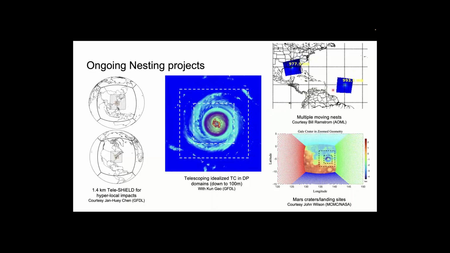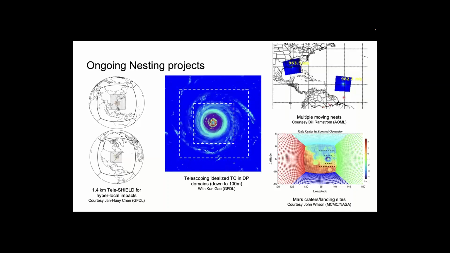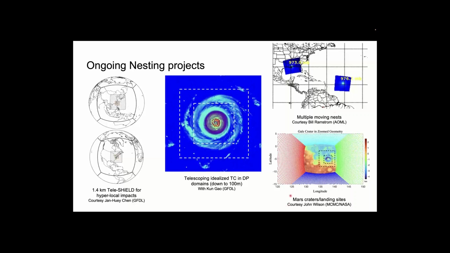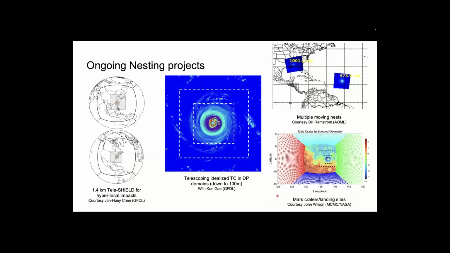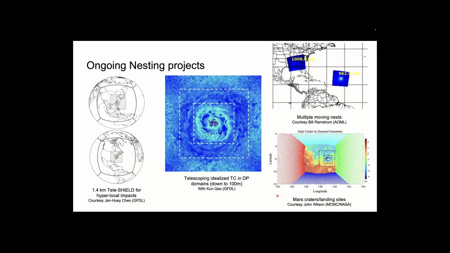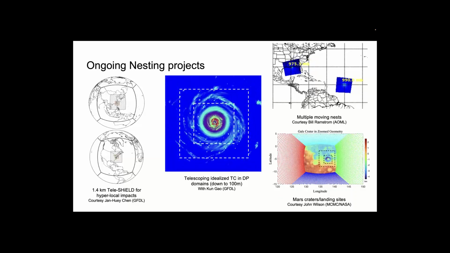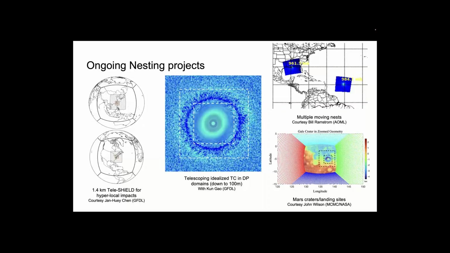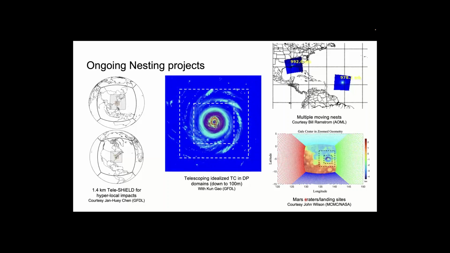And we are also working to have the telescoping nesting also move following the storm. And here in the bottom right, this is a schematic from our colleagues at the Mars Climate Modeling Center at NASA, where in their climate model, they use FE3 as their dynamical core, and we're using nesting to study potential areas of interest on Mars, basically potential landing sites for future human exploration trips. So this was a quick overview for nesting.